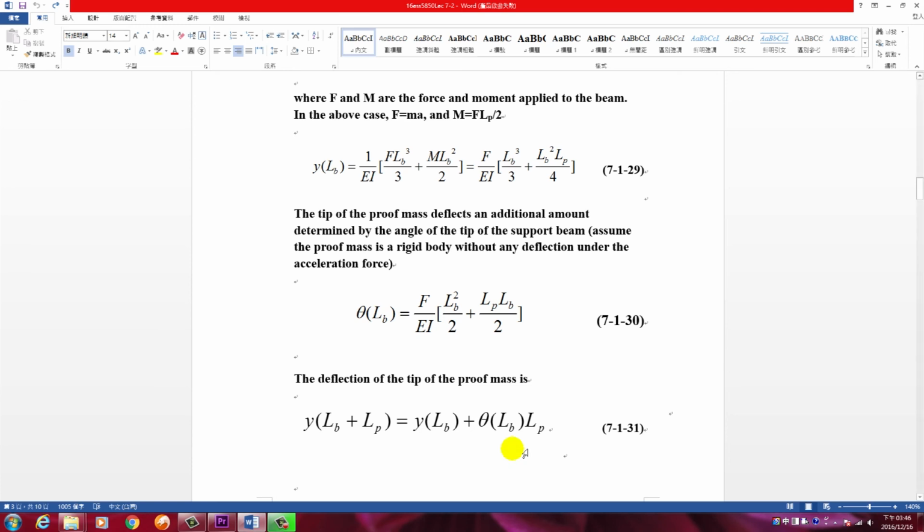So the total displacement will be this part plus this part. Is it easy to understand? This part, this part. So you get a total displacement here. Okay, so the second part will be tangent theta times LP. You get the height difference from this end to this end. The height difference here is equal to tangent theta, where theta is the angle here. It's not easy to understand.